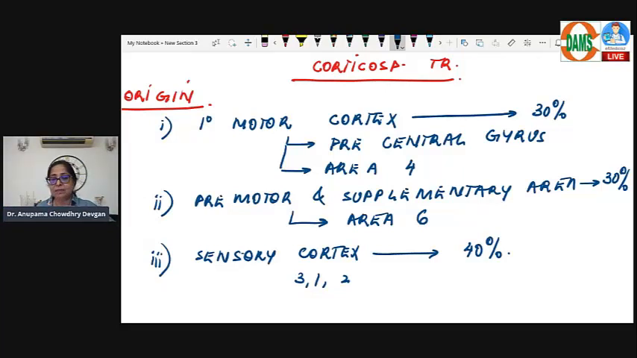Right? So the origin of the corticospinal tract is from primary motor cortex, 30%, which is the precentral gyrus or area 4. Premotor and the supplementary motor areas, which is 30%, area 6, and sensory cortex. Motor fibers from the sensory cortex will be 40%. Okay?